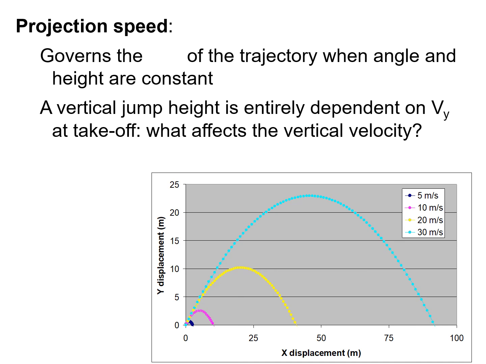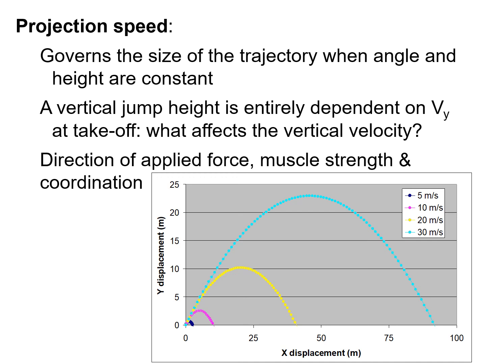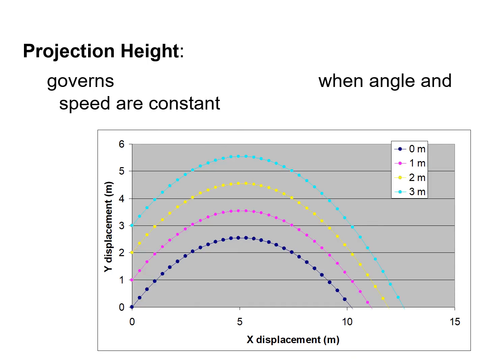Let's talk about projection speed, okay? This governs the size of the trajectory when angle and height are constant. In a vertical jump, height is entirely dependent on the vertical velocity at takeoff. What affects the vertical velocity? The direction of the applied force, which is our muscle strength and coordination. So the greater the applied force, the higher something will go. The harder you throw something to the right, the further it will go. Very simple. Now projection height.